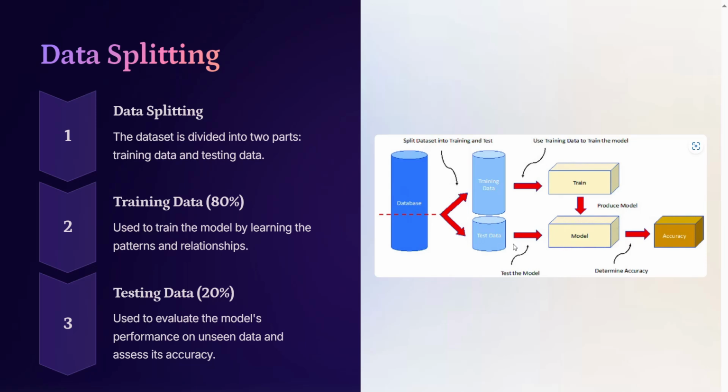This part is kept aside and not shown to the model during the training phase. It's used to evaluate how well our model performs on new and unseen data. Once the model is trained on the training data, we have a complete model ready for prediction. But before we can trust it, we need to test its accuracy using the testing data. We test the model by using the testing data and then we determine the accuracy of the model. This step is crucial because it tells us how well our model can predict the price of a new house based on its features. And that's the data splitting process in supervised learning.